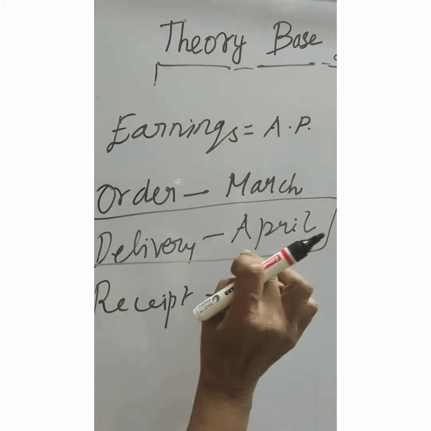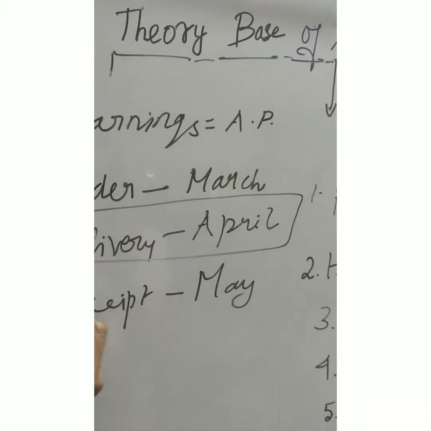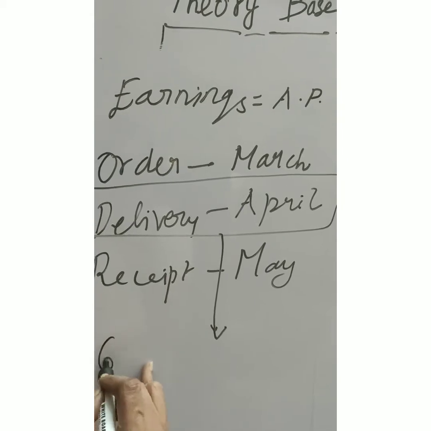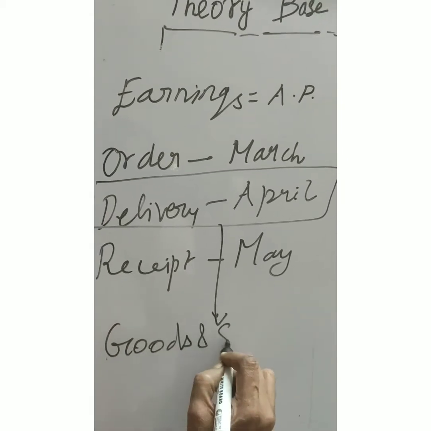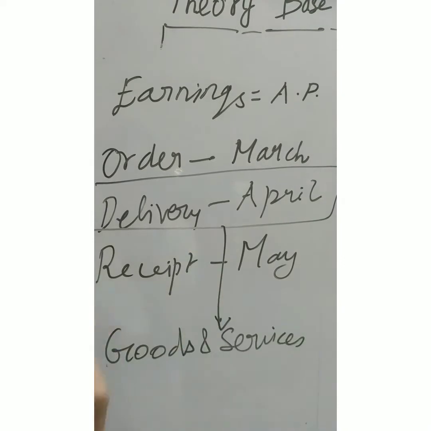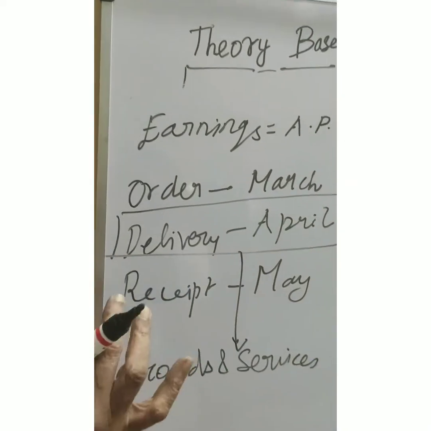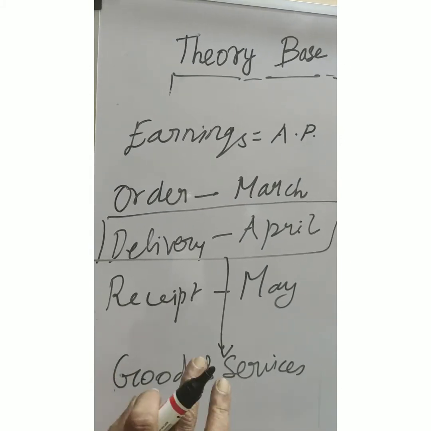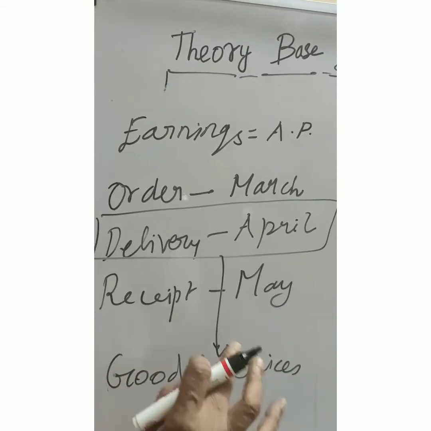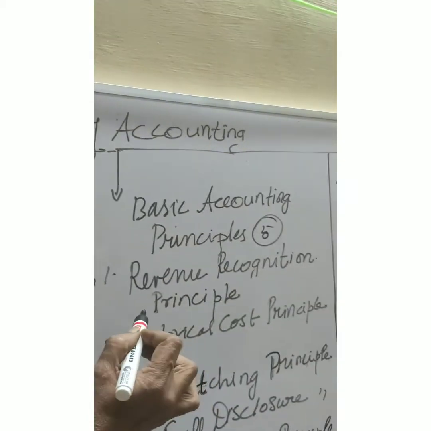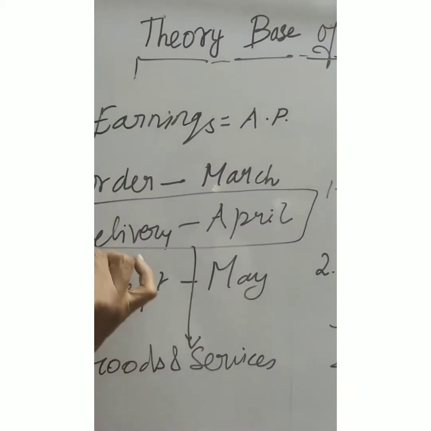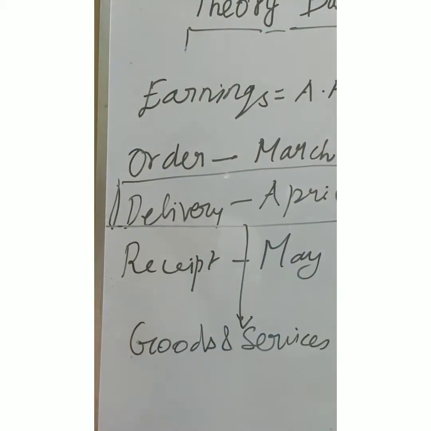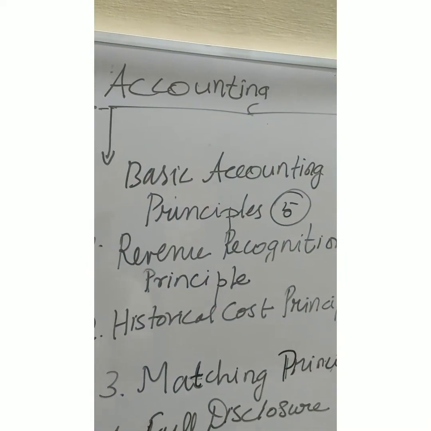So the revenue recognition principle insists on the actual delivery of goods and services. Once the goods and services are delivered, only then is the business transaction treated as completed. A business transaction is completed only when the goods and services are delivered. So this revenue recognition principle insists on the delivery of the goods and services. Only then is the transaction complete.